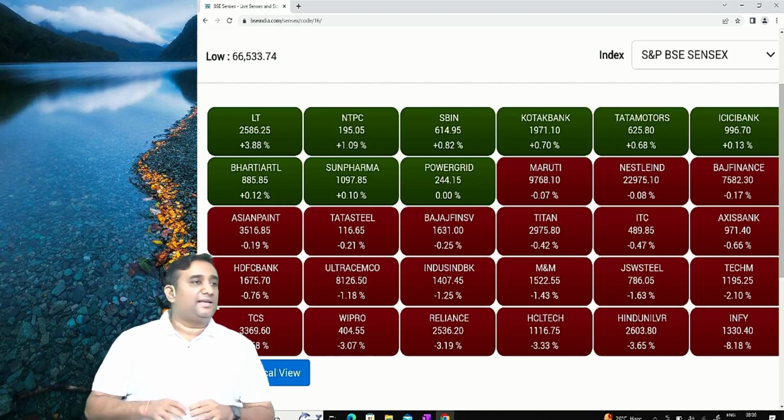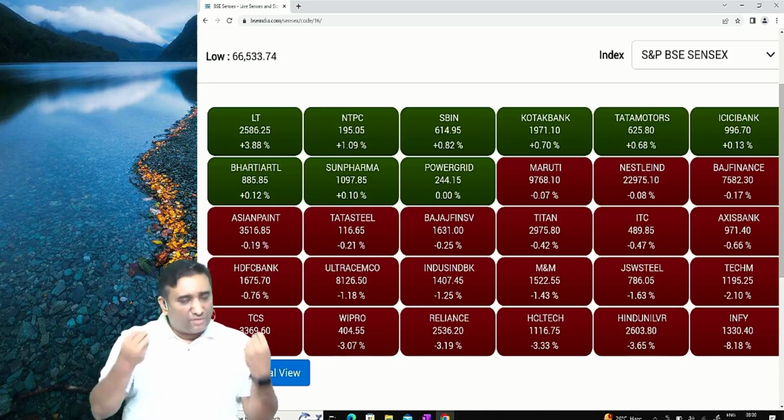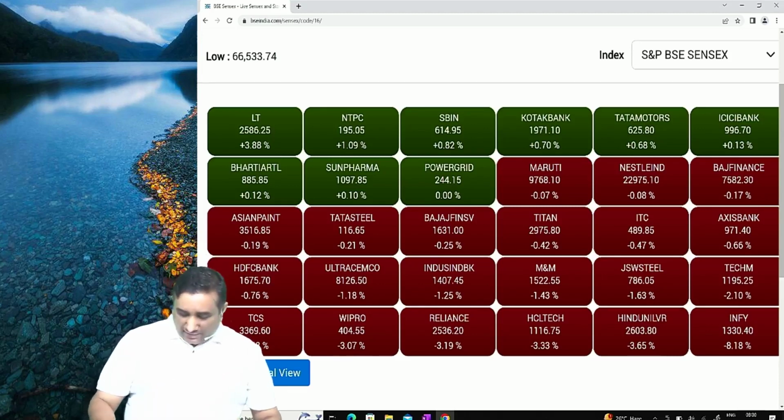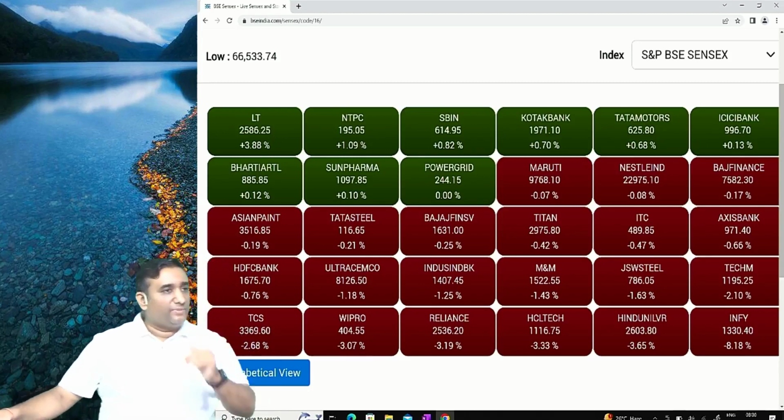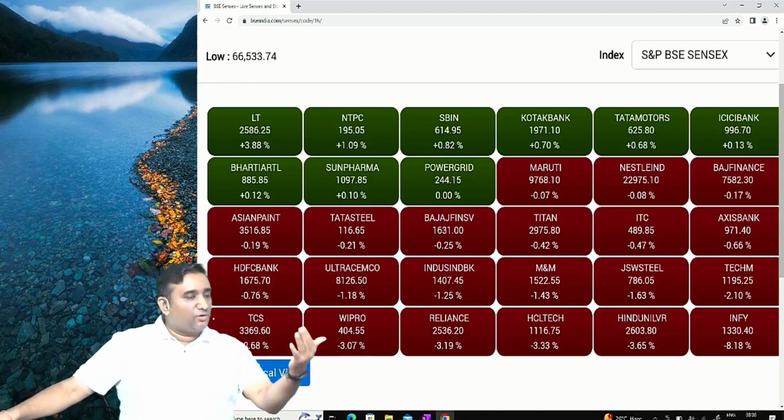When we say the market has always given a return, the market will always give you a return. You know why? If any company performs badly, they'll throw it out, and good companies they'll include. So the market will never fall. In the short term it falls. If you Google search, I think Sensex was 100 rupees at the start.